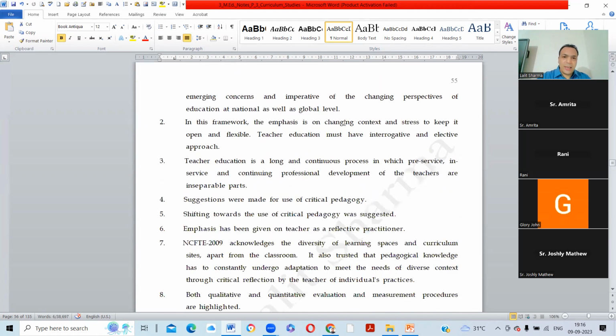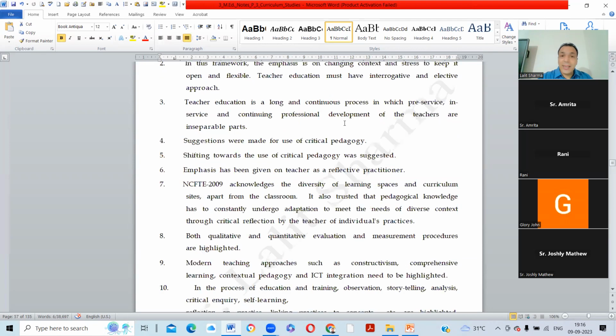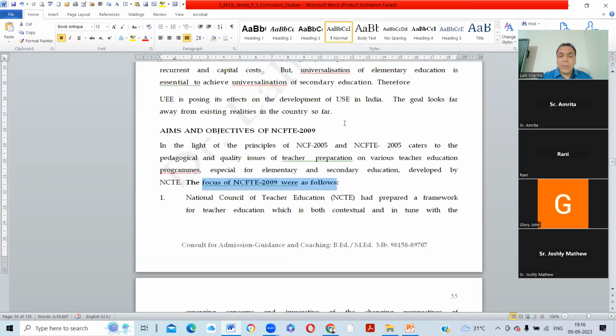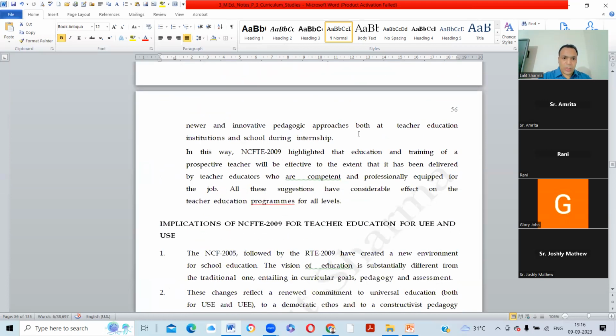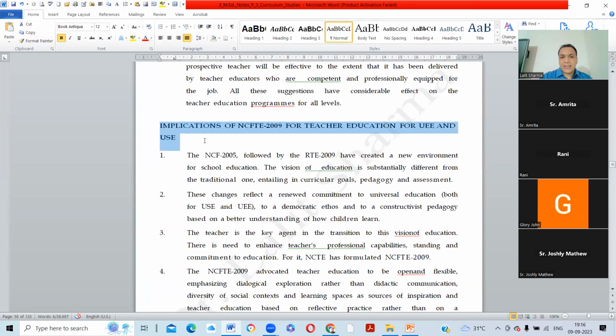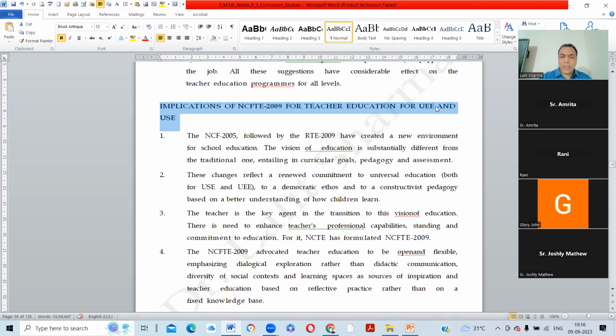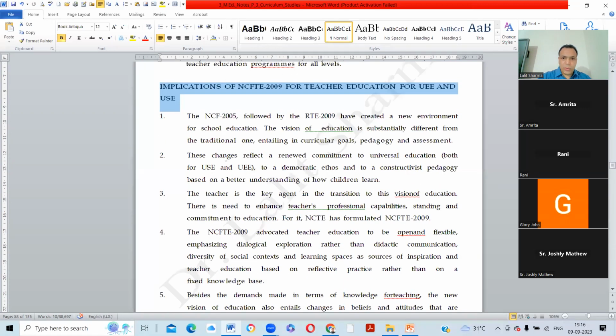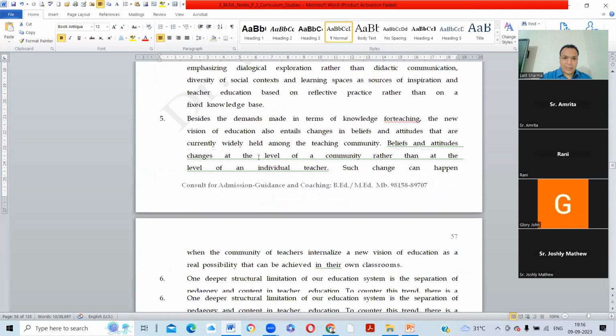It means you have to talk about NCTE, which is the apex body of B.Ed or M.Ed, right? That's why it is said that wherever you are doing the B.Ed or M.Ed, that college or that university should be NCTE approved. Okay, because NCTE is the apex body of these education institutions. And the National Curriculum Framework for Teacher Education talks about giving strength to this. Okay, so all these things you have to talk about. Then it is written: implications of NCFTE 2009 for teacher education for UEE, universalization of elementary education, and USE, right? Check the full form of this once, right guys?